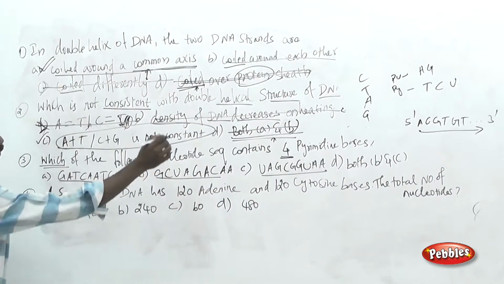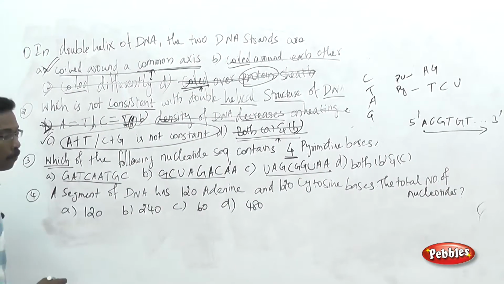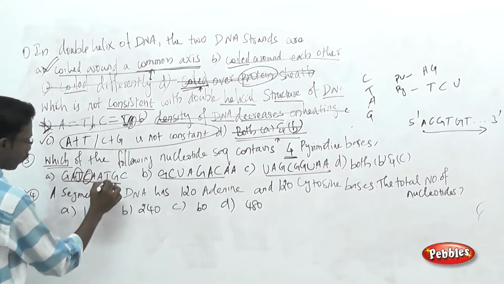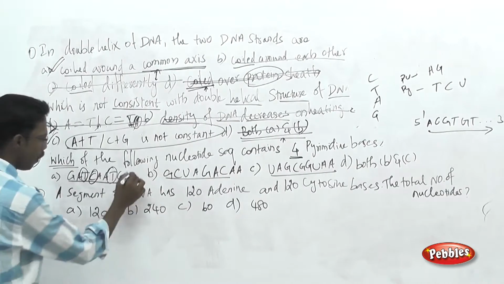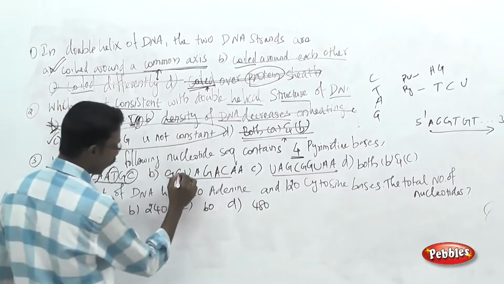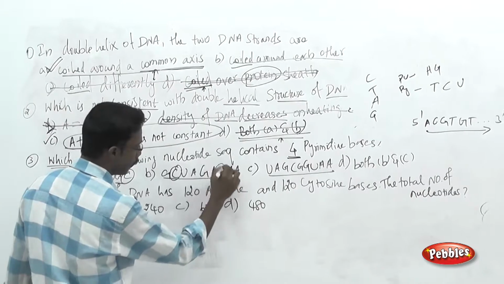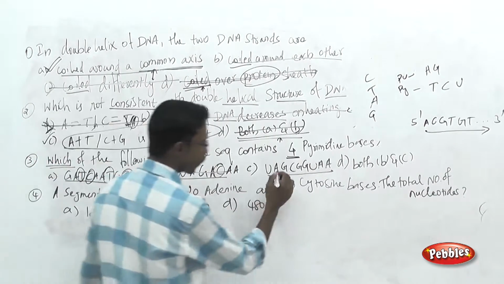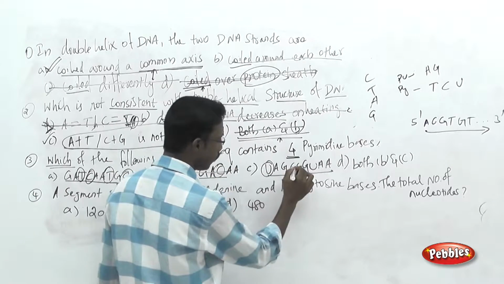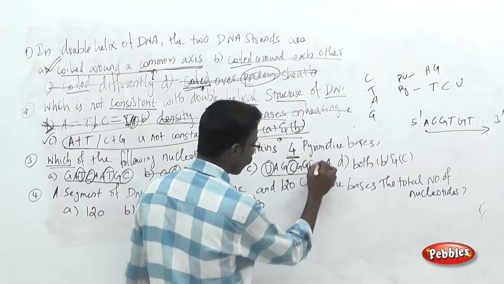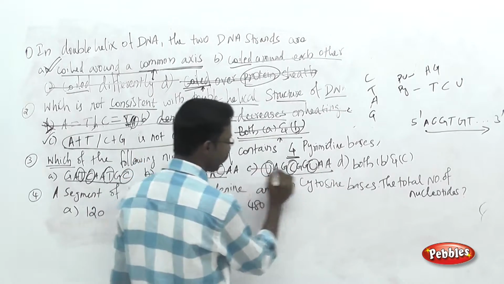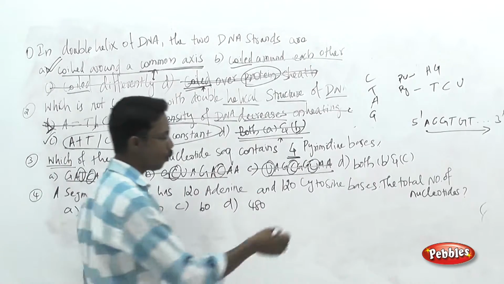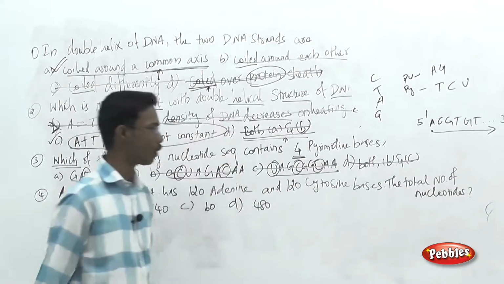So over here, what are the pyrimidines? Thymine, cytosine and uracil. Thymine, cytosine, thymine, cytosine. Okay, over here cytosine, cytosine. Only 2 pyrimidines are present, so this is not a choice. Over here uracil, cytosine, uracil, only 3 pyrimidines are present, so this is not a choice. So we have eliminated B and C.